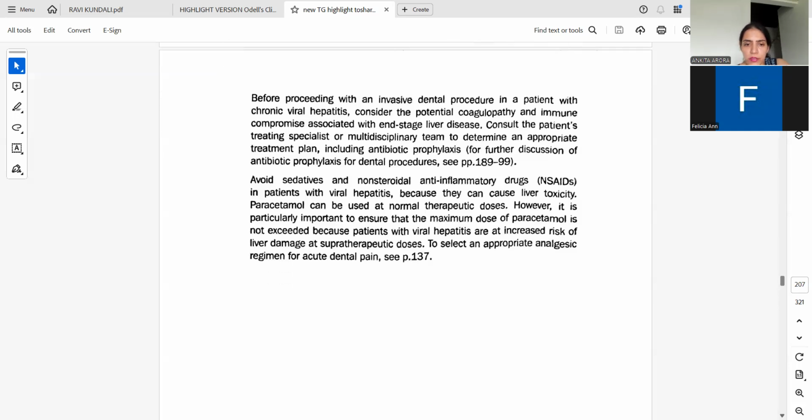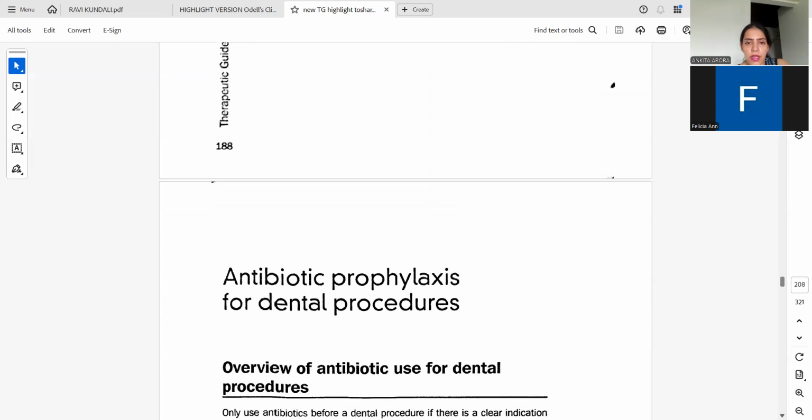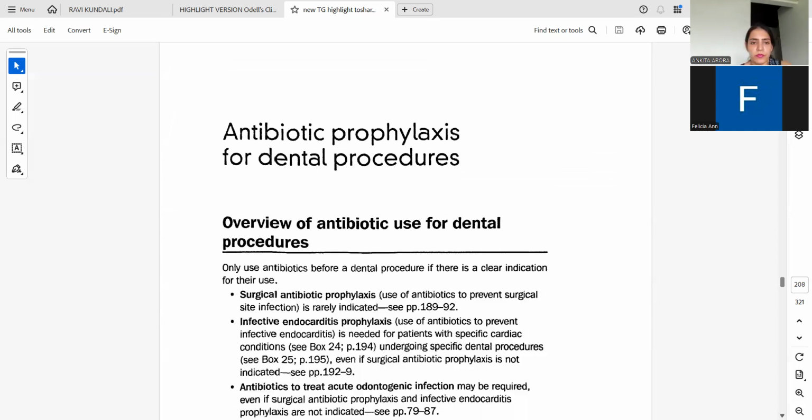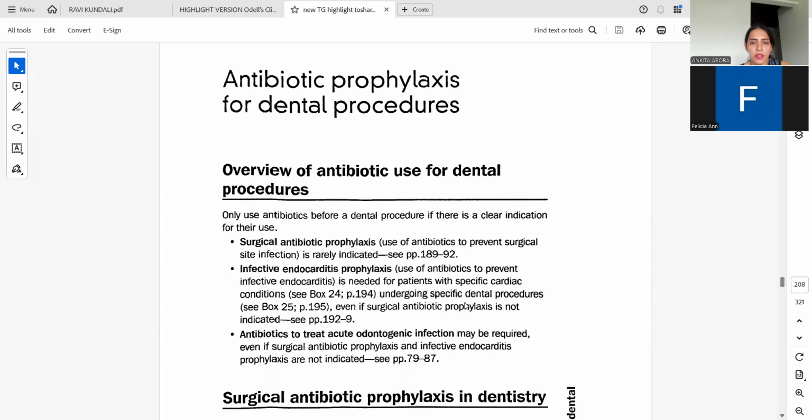Moving on. Antibiotic prophylaxis for dental procedures. So this is a highly important area, when we give antibiotics for prophylaxis, for prevention of infection. Now, overview of antibiotic use for dental procedures. Only use antibiotics before a dental procedure if there is a clear indication for their use. Surgical antibiotic prophylaxis is rarely indicated.